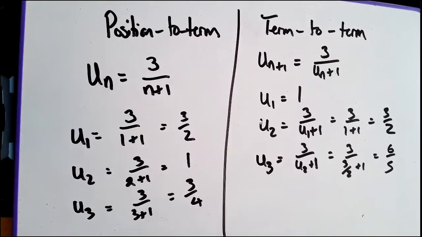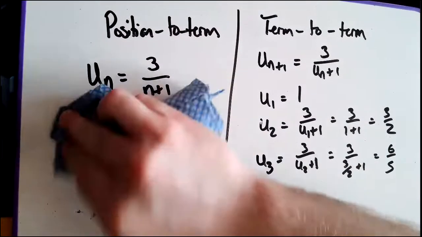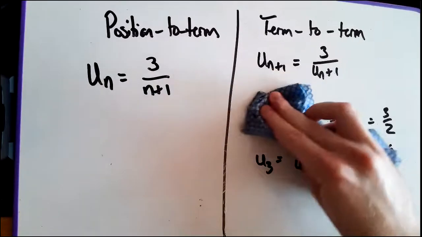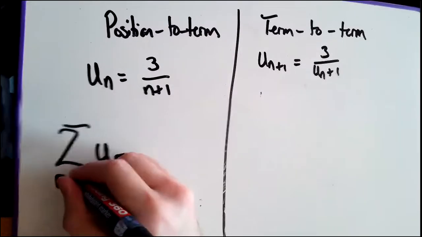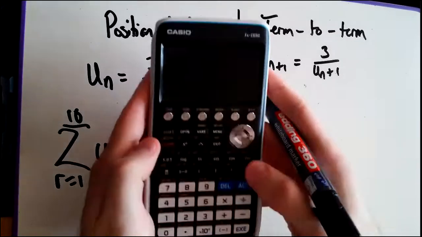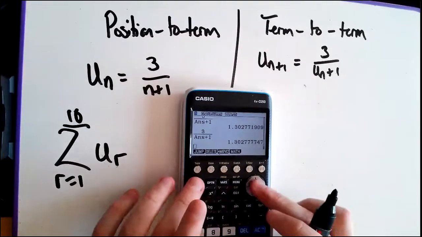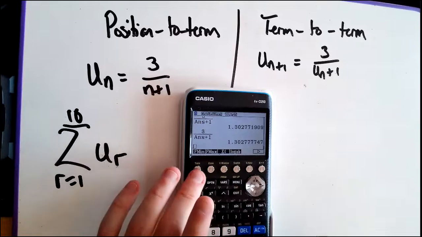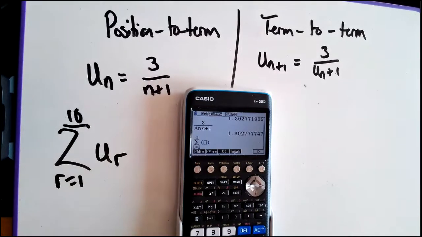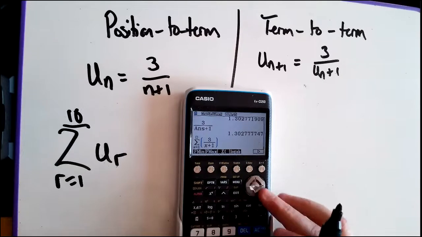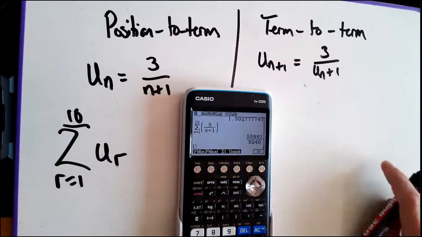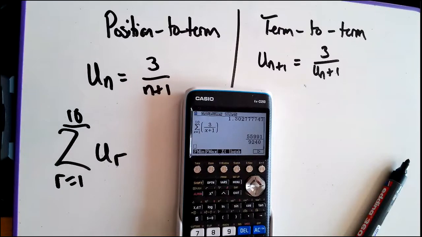Now, if I wanted to work out the sum of ur from 1 to 10 on this one, I could do that using my calculator, by going to calc and along to sum. I'm going to use x instead of r, so it's 3 over x add 1 from x equals 1 to 10, and it will give me my sum. That's working out all 10 terms and then adding them together.